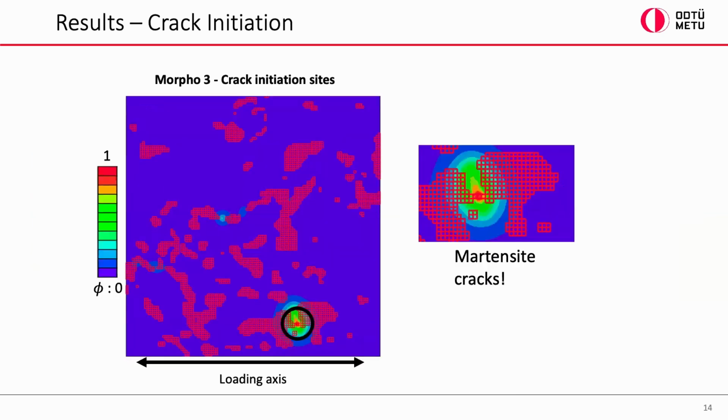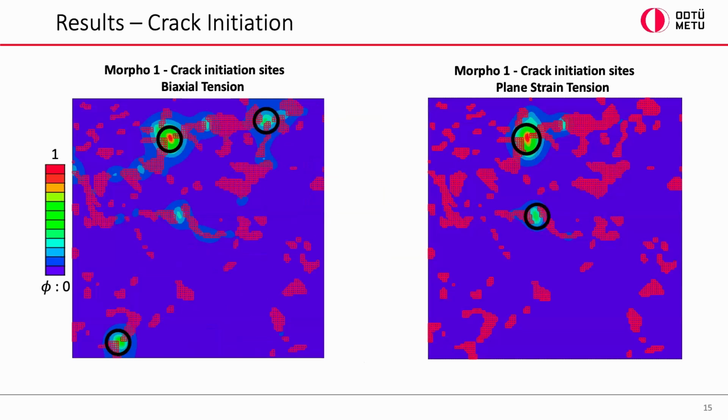If you check another case, in morphology 3, something interesting happens. In this morphology there are 2 big martensite islands and a small martensite connection between them. So the martensite directly cracks with another, and there is no secondary crack initiation. And if we check the biaxial tension and plane strain tension cases, the crack initiation location changes, but again they are in between 2 martensite grains.